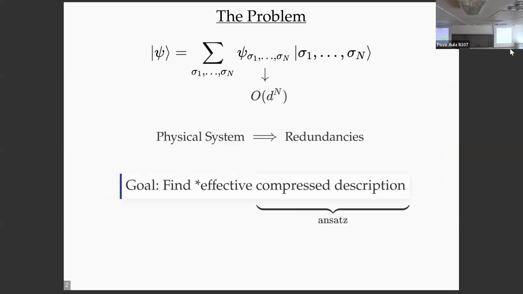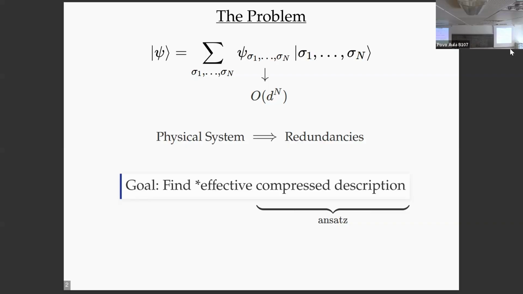As we've heard a few times this week, the problem that we face when studying quantum many-body systems is that the standard description of a generic state requires an amount of information that scales exponentially with the system size. Luckily, depending on the problem, the system you're studying, and the kind of questions you're asking, there tends to be a lot of redundancy in this description. So the goal then becomes to find an effective compressed description of the state you're interested in.